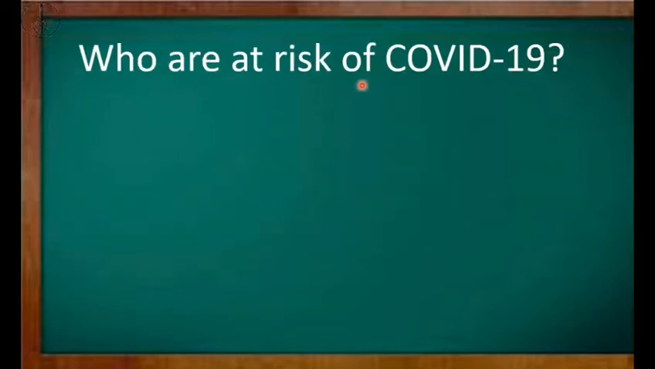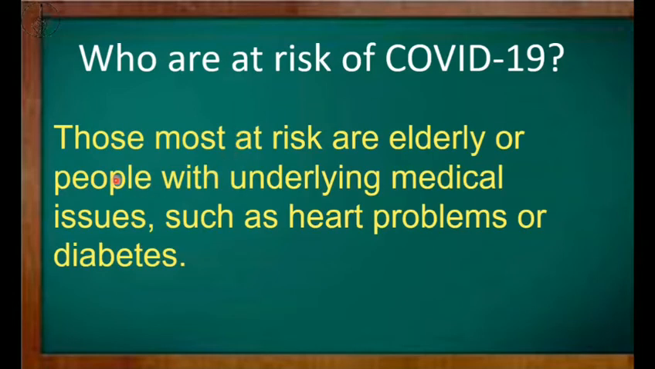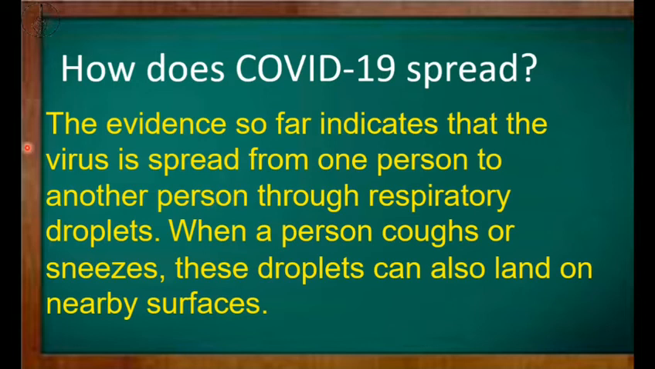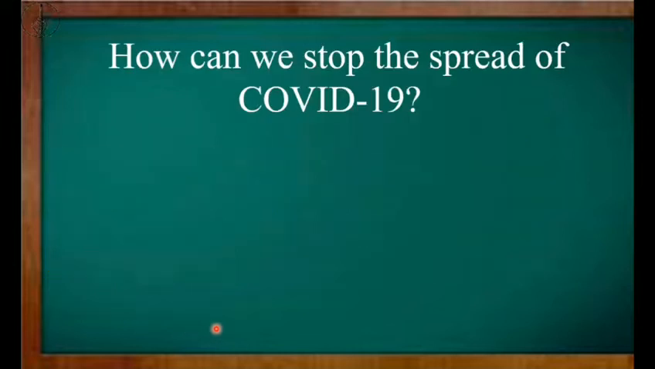Who is at risk of COVID-19? Possible answer: Those most at risk are elderly people or people with underlying medical issues such as heart problems or diabetes. And then, how does COVID-19 spread? Possible answer: The evidence so far indicates that the virus is spread from one person to another through respiratory droplets. When a person coughs or sneezes, these droplets can also land on nearby surfaces.